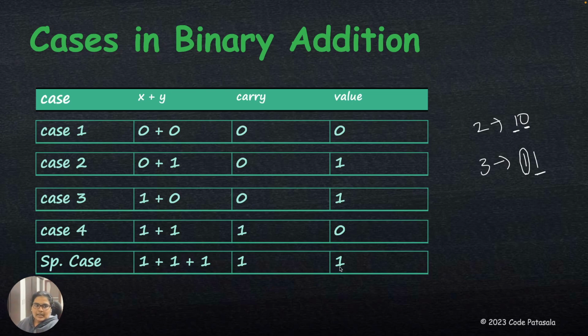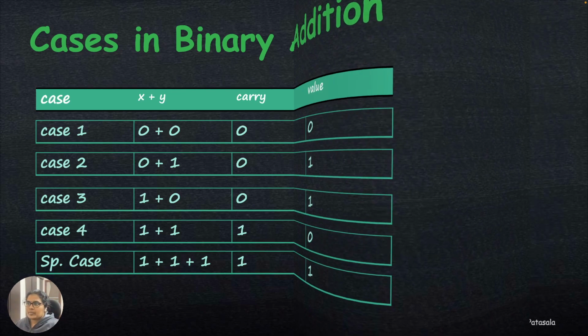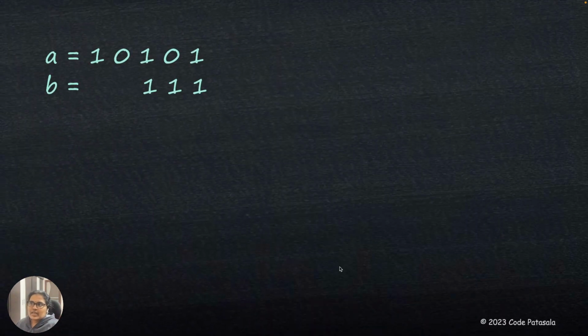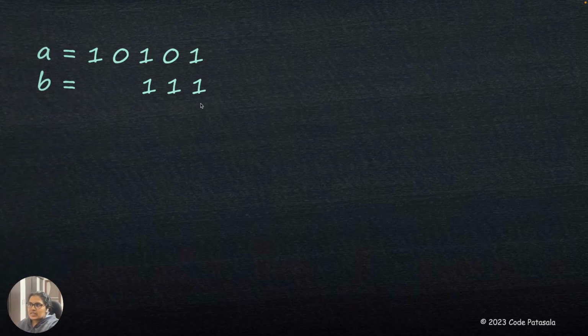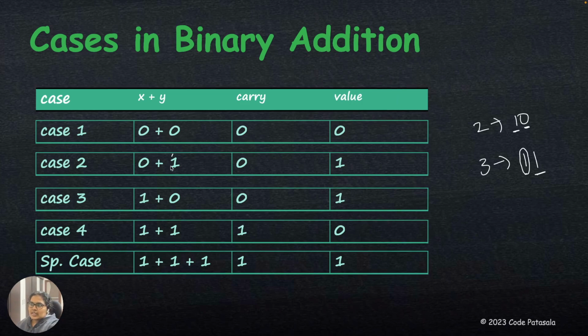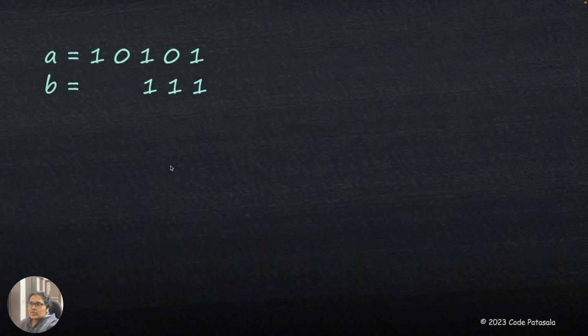Okay. So let's take another example and see how we can solve this problem. Let's say we are given A as 10101 and B as 111. Now when we perform the addition, we have to start from the least significant bit, which is at the end of the string. So we have to start from the end of the strings. So here we have two ones. If we see two ones, it's nothing but carry 1 and value 0.